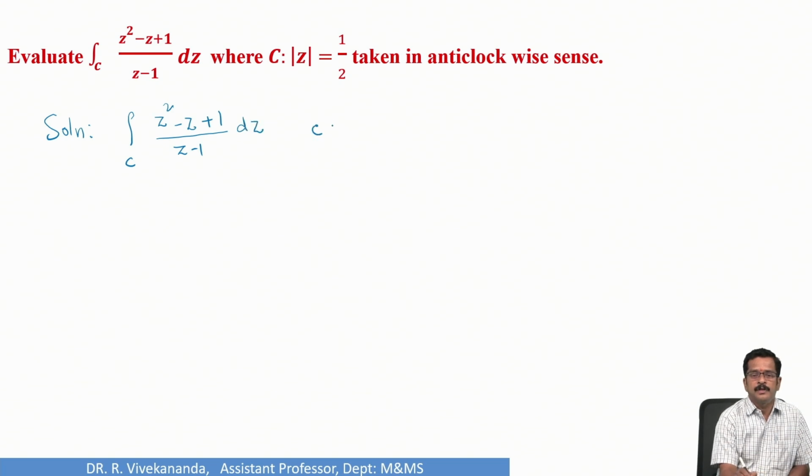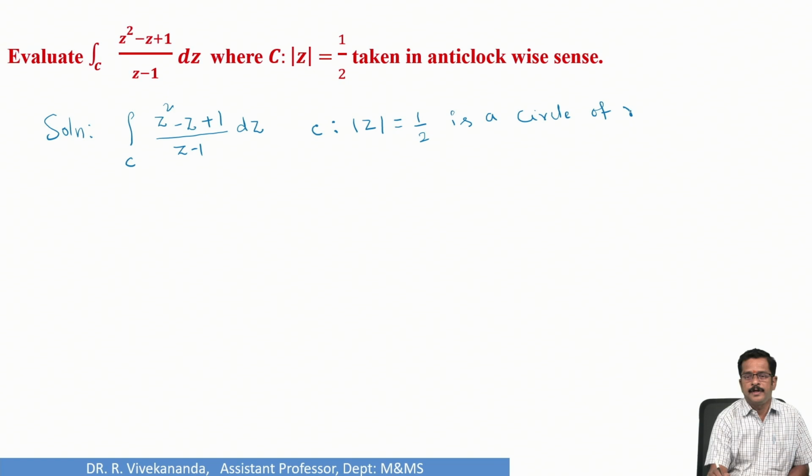So what is the curve here? The curve is mod z equals 1 by 2. Mod z equals 1 by 2 is a circle of unit radius, with the center as origin, with the center (0, 0).